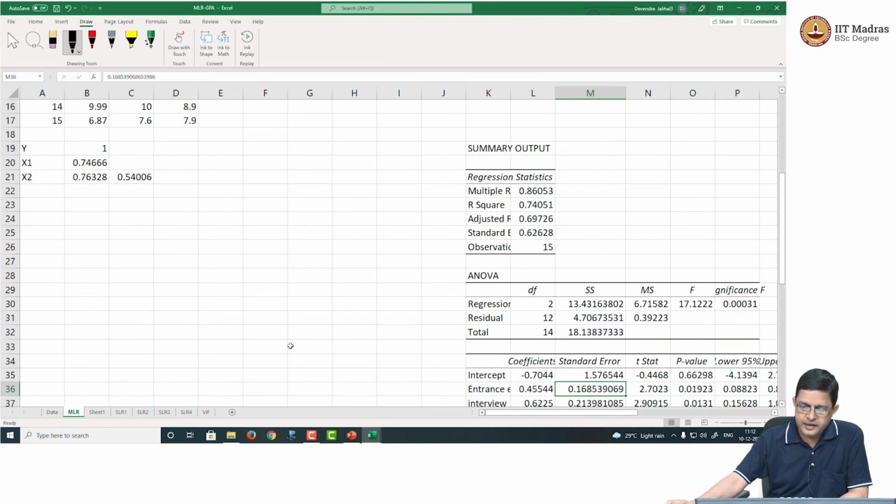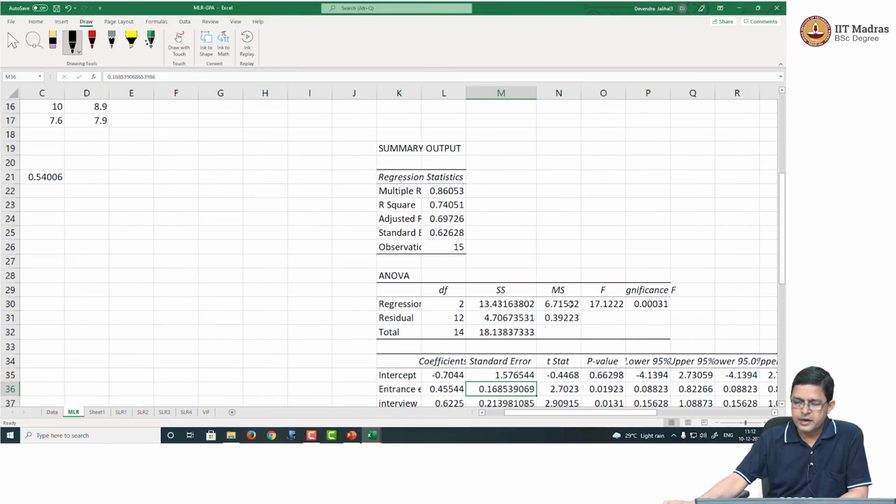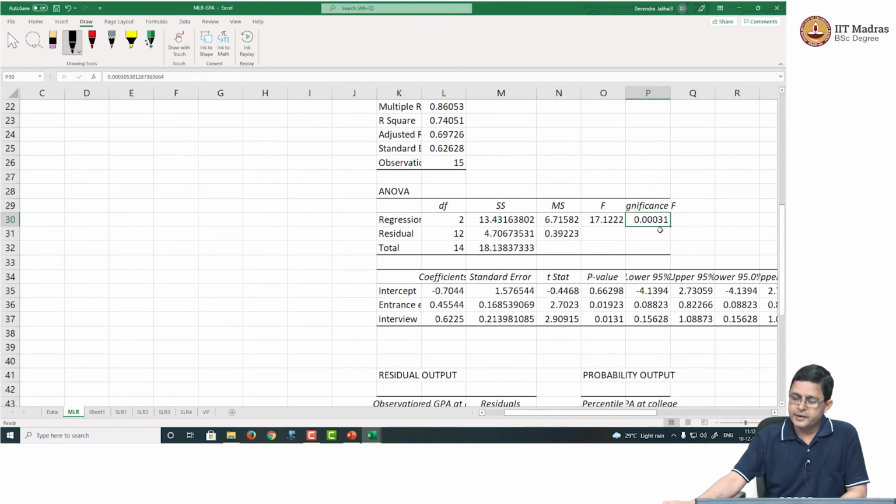However, when we ran the MLR, the multiple linear regression model, we had overall significance. 0.0003 was the p-value of the overall significance of the regression model. Individually, the p-values of the betas were 0.019, which is 0.02, and 0.01. So, even here the individual beta values were significant.